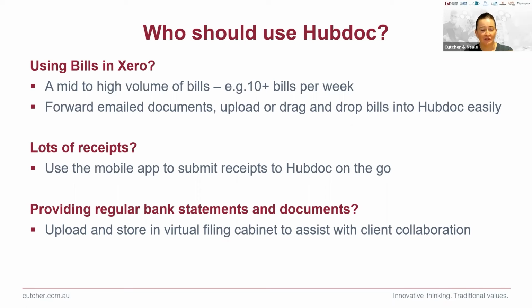There are a few ways that you can do this. You can forward your email documents like you did for bills into Xero. You can forward them to HubDoc. You can upload them, or you can drag and drop easily on the platform itself, which we'll see in our demo. If you've got lots of receipts, there's a mobile app, so you can submit your receipts to HubDoc on the go. And if you're providing regular bank statements and documents to somebody that's collaborating with you, then you can use the virtual filing cabinet and collaborate with each other.